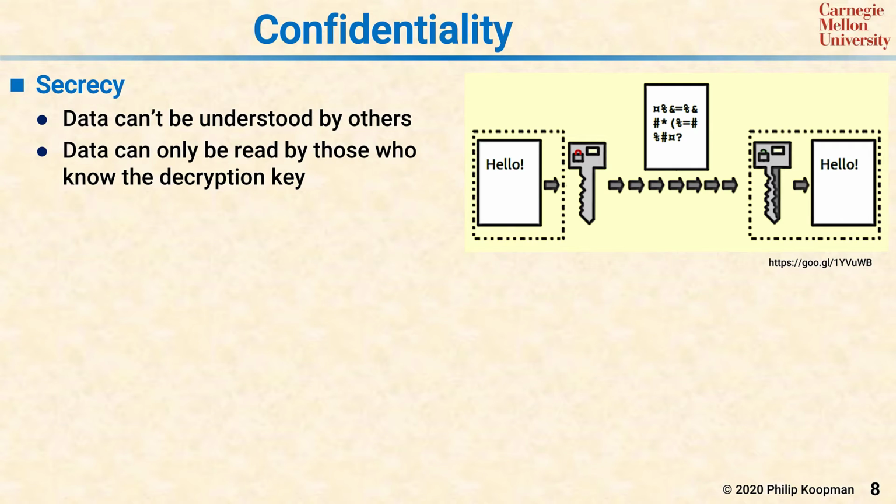Another aspect of security threats to consider is threats to confidentiality. One aspect of confidentiality is secrecy. Secrecy means that data cannot be understood by others, and typically secrecy is accomplished with encryption, with an argument that the data can only be read by those who know the decryption key.